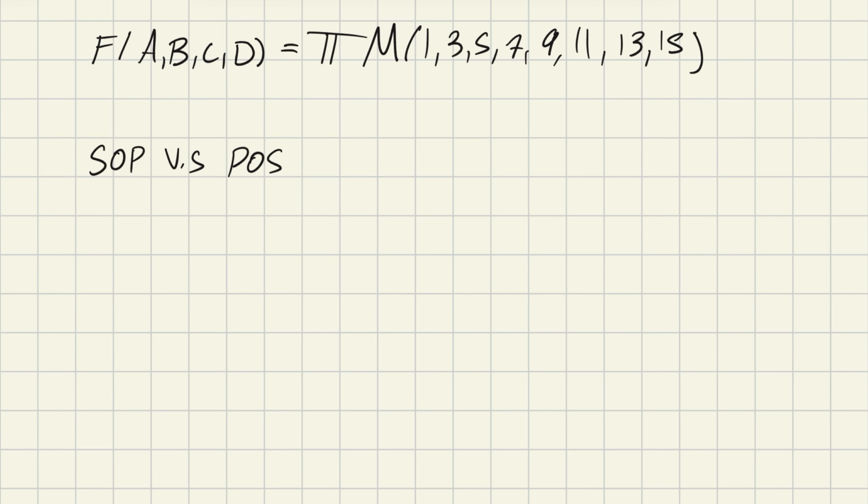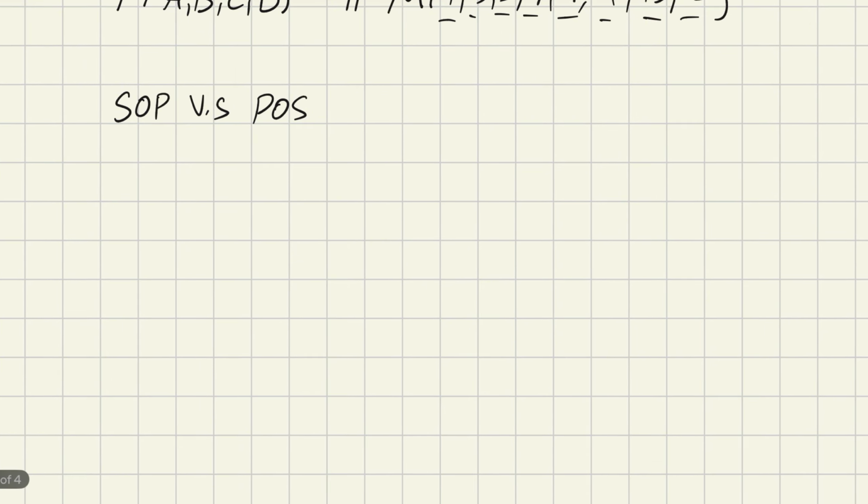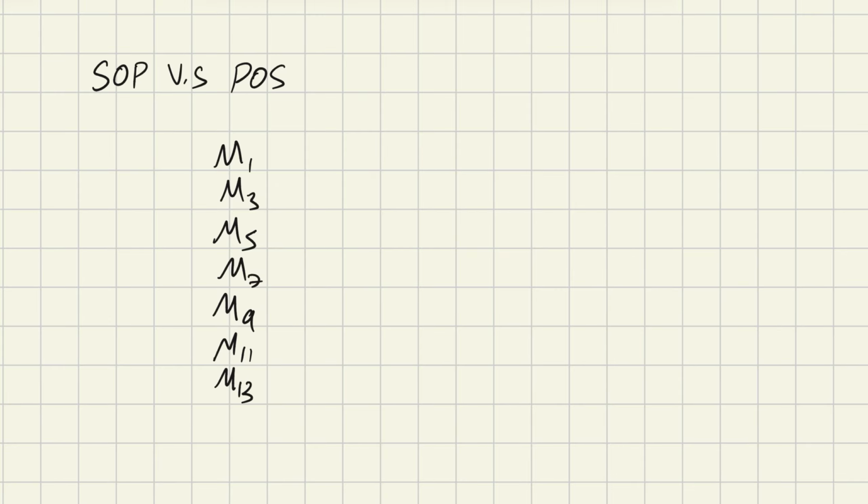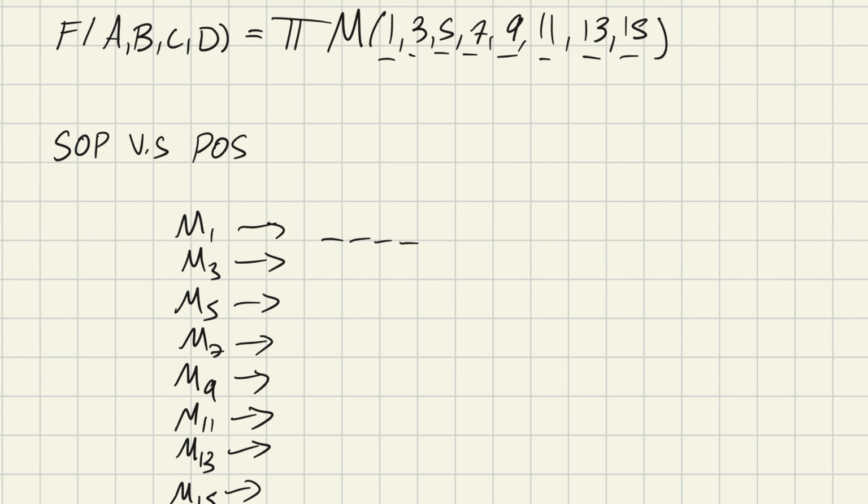In order to do that, just like before, we're going to identify each of these max terms and correspond them to a specific binary value. So it'll be max term 1, max term 3, max term 5, max term 7, max term 9, max term 11, 13, and 15. Each of these will correspond to a 4-digit binary number. The reason why it's 4 is once again because there are 4 variables in our K-map.